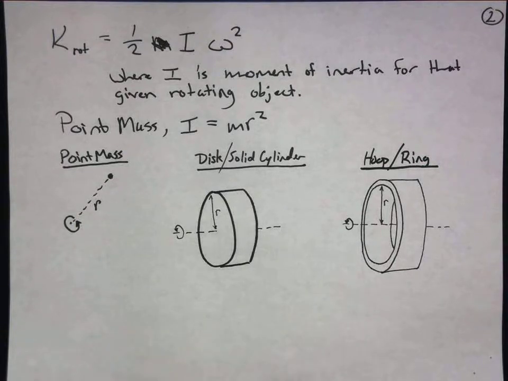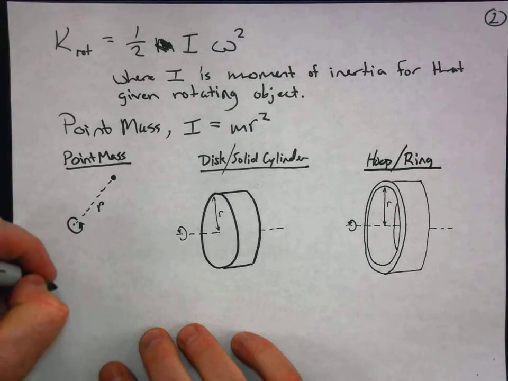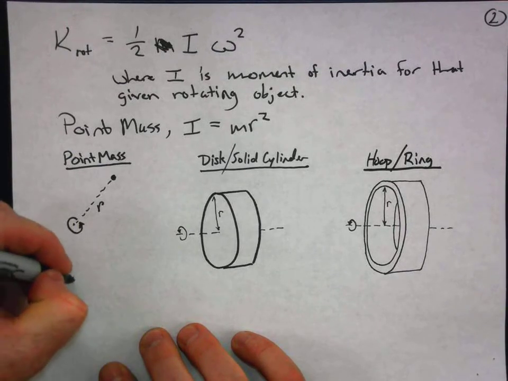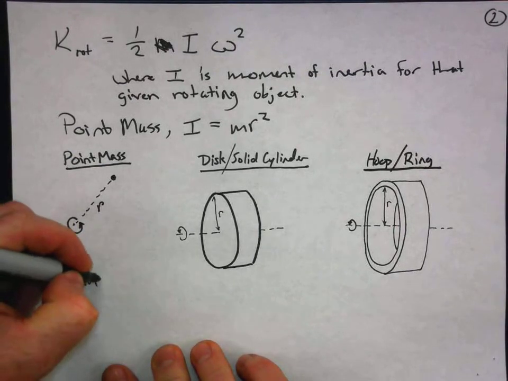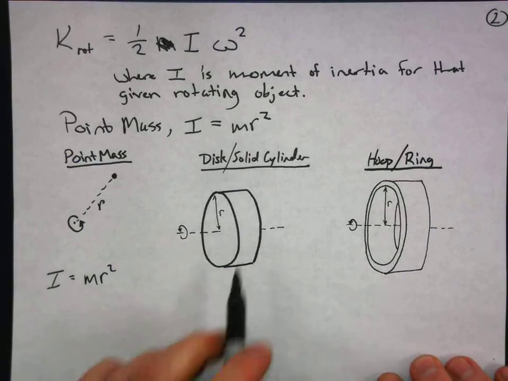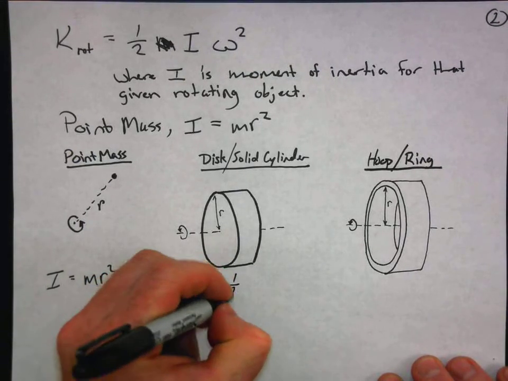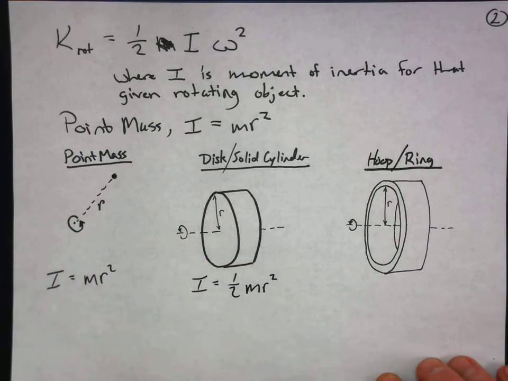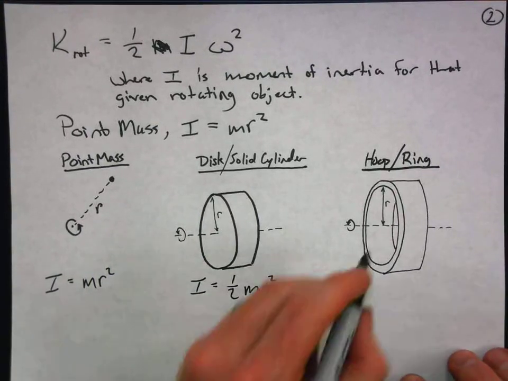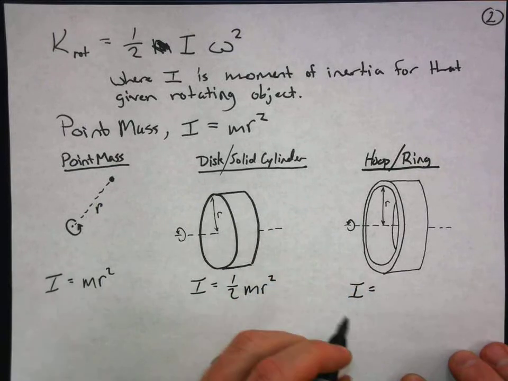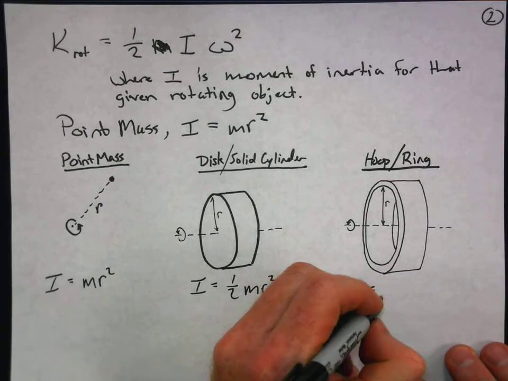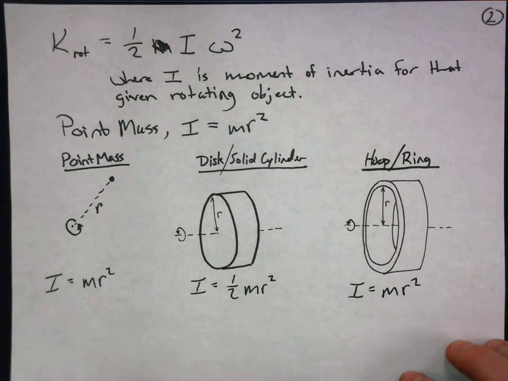The moments of inertia for these three shapes, I'll show you this real quick. This one for the point mass, you already saw, mr squared. For the disk or solid cylinder, the moment of inertia actually has a value of 1/2 mr squared. And for the hoop or the ring, the moment of inertia has a value of, well, again, it's interesting, mr squared.